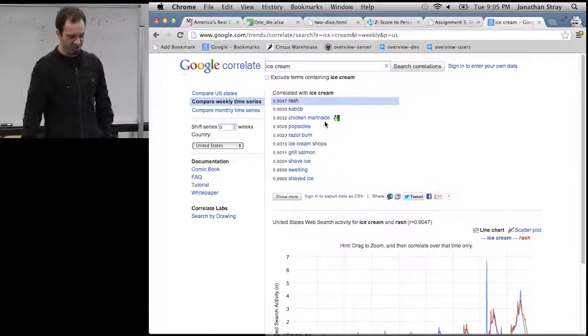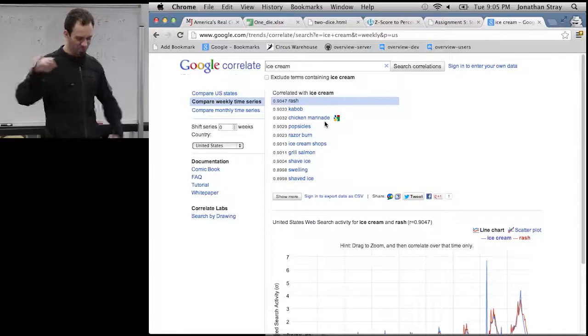Chicken marinade. Razor burn. I don't know how swelling goes with ice cream. Or maybe you're supposed to put ice cream on the swelling part.